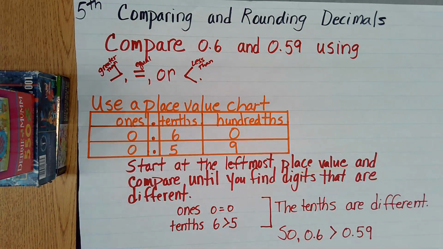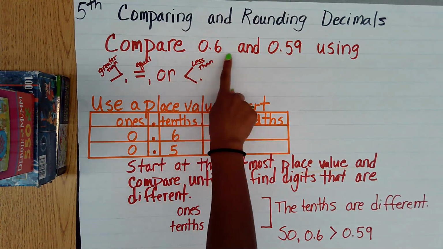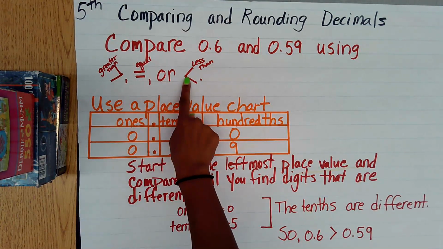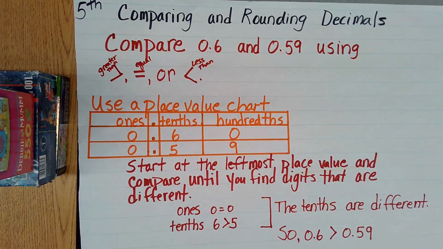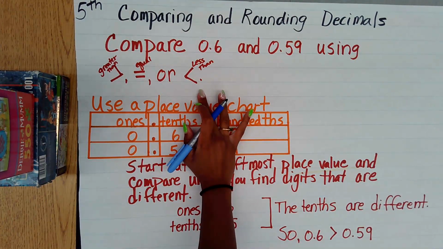Another skill we work on in 5th grade is comparing and rounding decimals. We're going to start with comparing our decimals. So if my question is asking me to compare 6/10 and 59/100 using greater than, equal to, or less than, 5th graders already know what these symbols mean and how to insert them into a statement.